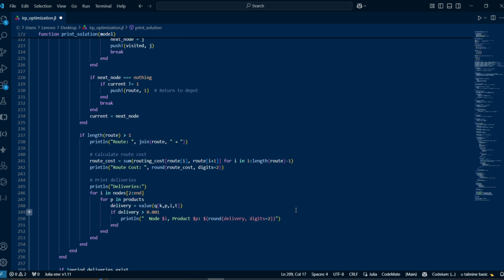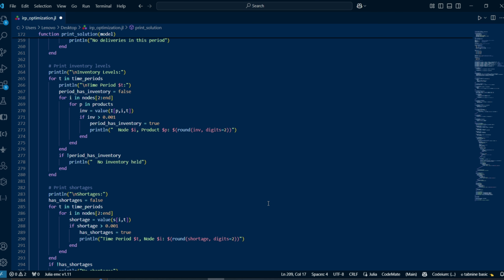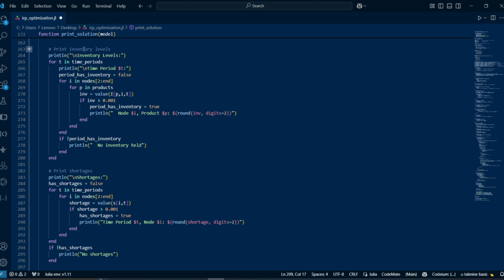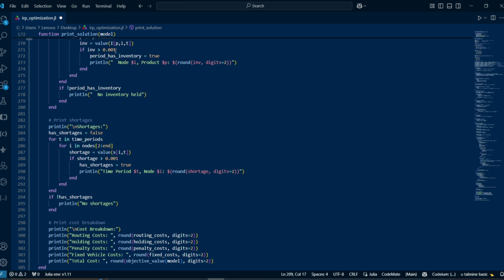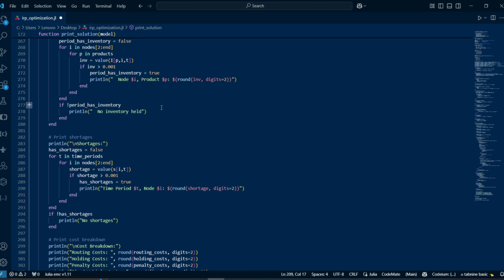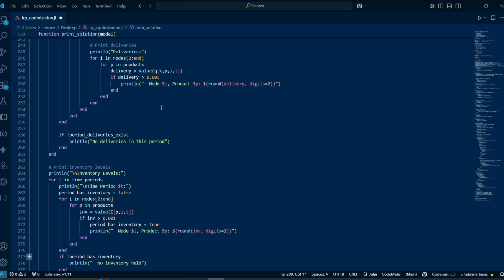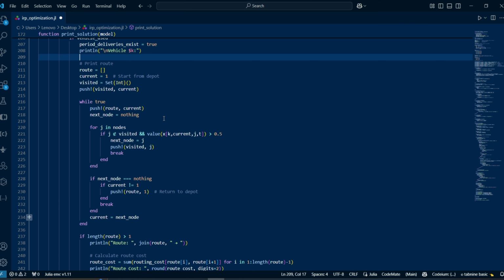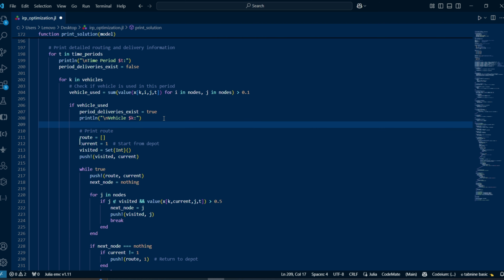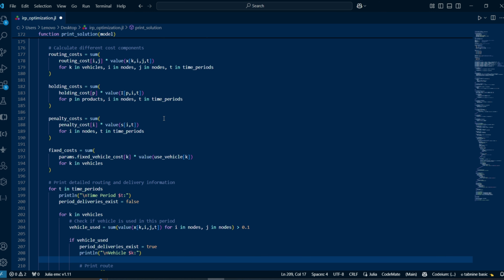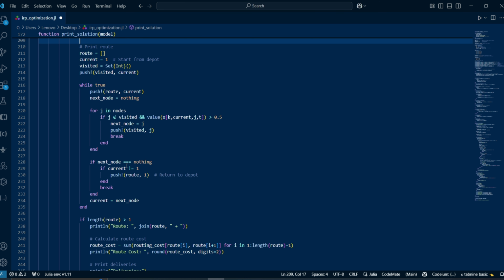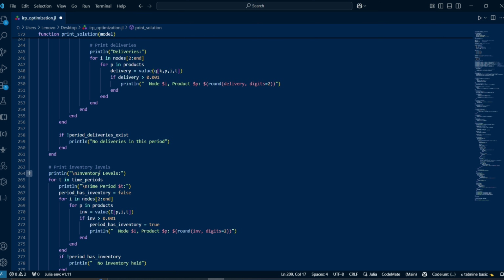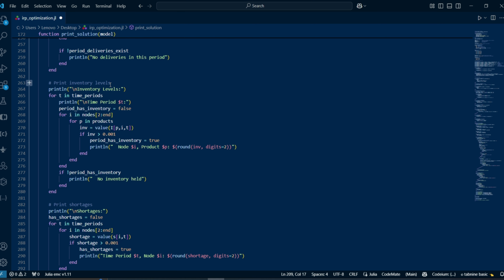And that's okay. Now we will look at printing inventory levels. I think it is the final part of our code. Again, here, printing inventory levels. All right, what happens here? Let's look.